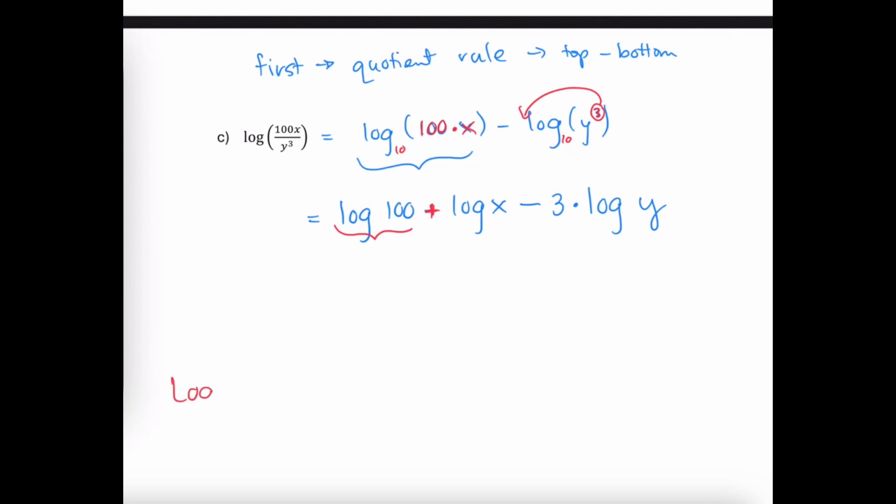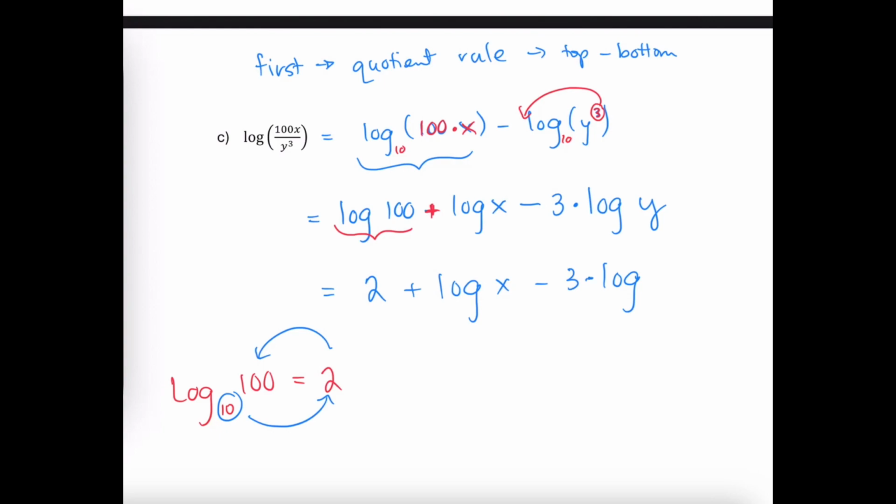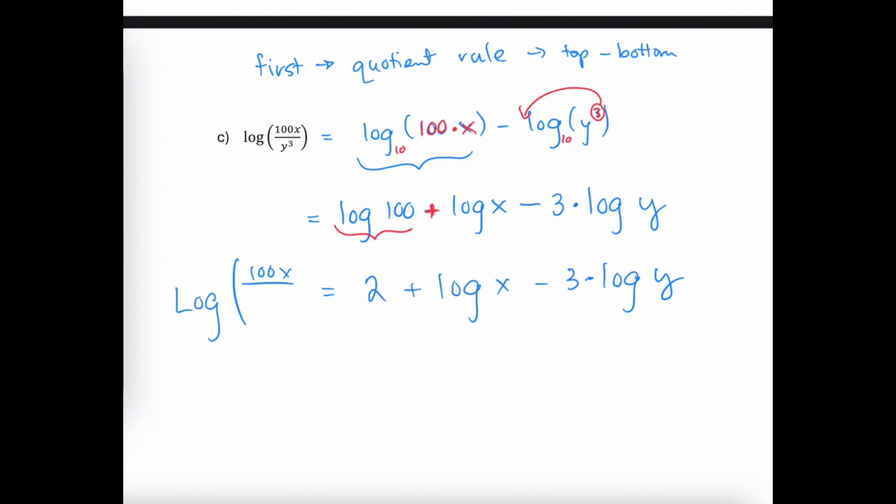So let's just make mention of the fact that this is the same thing as log base 10 of 100. And log base 10 of 100 is going to have a value of 2, because 10 raised to the 2 power is equal to 100. So we'll evaluate this logarithm and call that 2 plus the log base 10 of x minus 3 times the log base 10 of y. And this is our completely expanded and evaluated logarithm. We started off with the log base 10 of 100 times x over y cubed, and this was what it expanded into being.